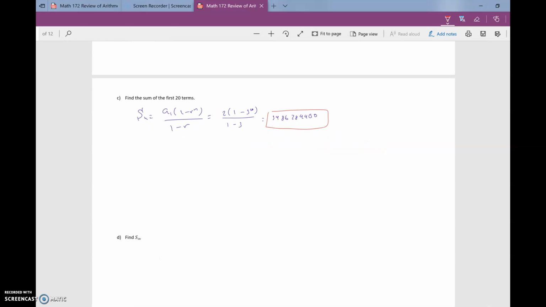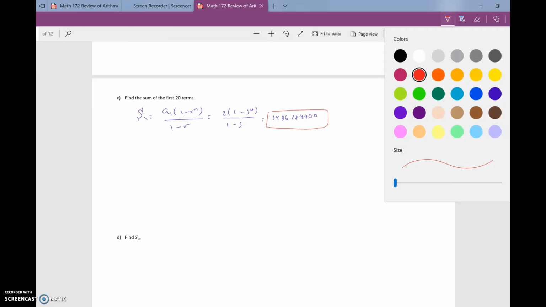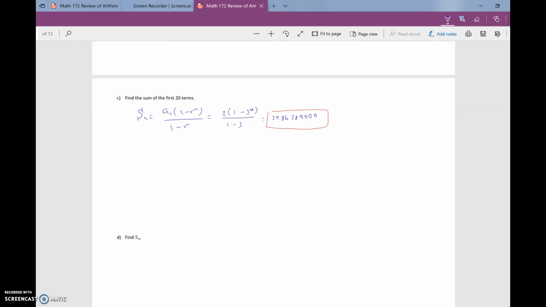Okay, so on this one, you can actually see that S infinity is going to diverge. The actual values are getting extremely large really quickly. So S infinity, you would just say diverges. And you can say because the absolute value of r, in this case 3, is greater than or equal to 1. It only works if it's less than 1. So in this case, diverges, and then your justification is the absolute value.